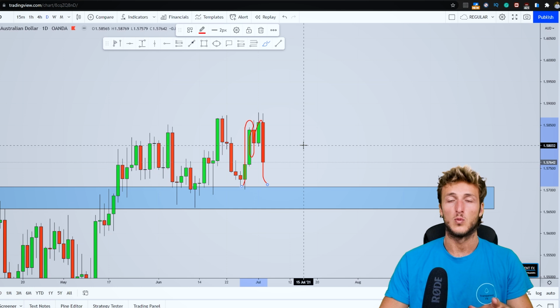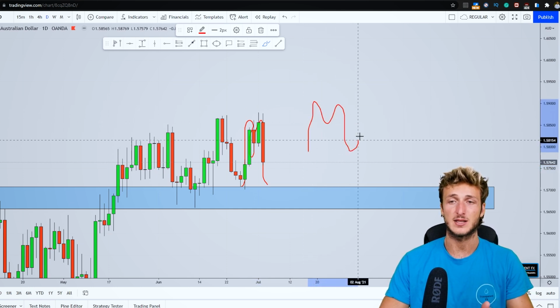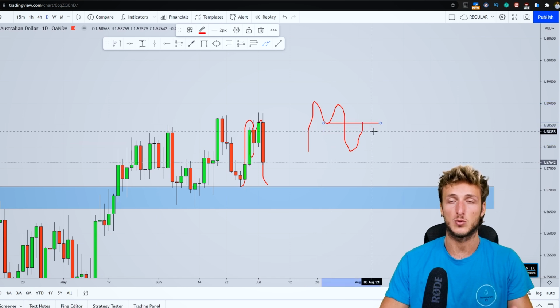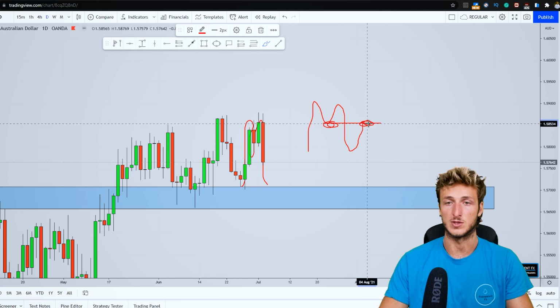In fact, when the market creates an M pattern, after the creation of an M pattern, you expect the market to provide a move to the upside to complete the pattern itself at the previous support turned resistance.